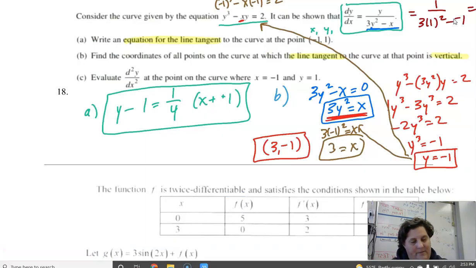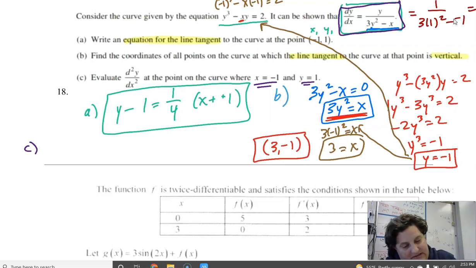Now the third part, part C, really did not give you enough room on this one. Evaluate the second derivative where x is -1, y is 1. Okay, cool. I already have the first derivative, so let's do a second derivative. Maybe I'll write this one over here so I can see it a little better: y over 3y squared minus x.